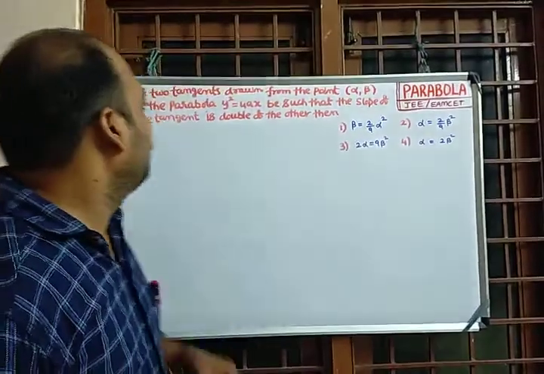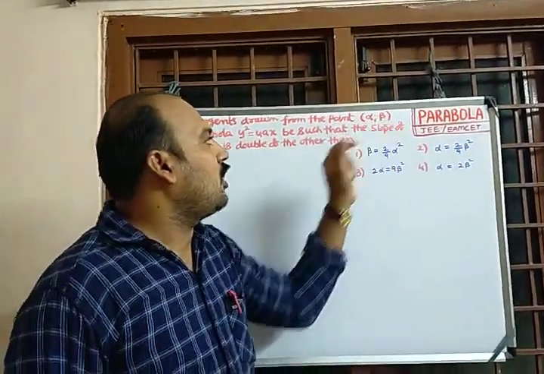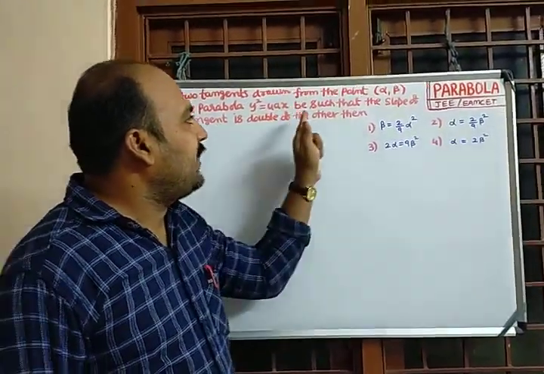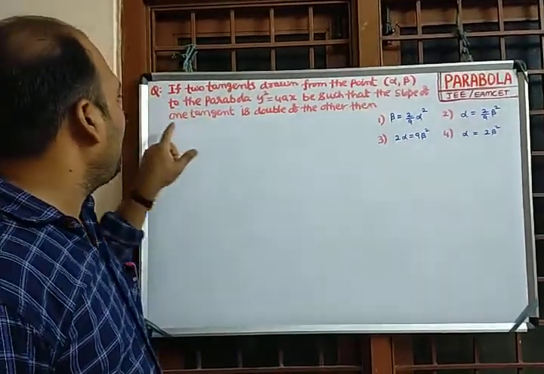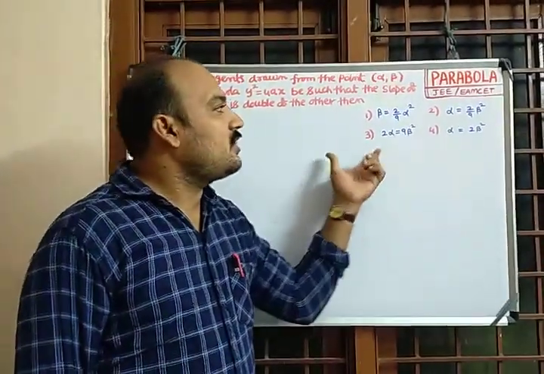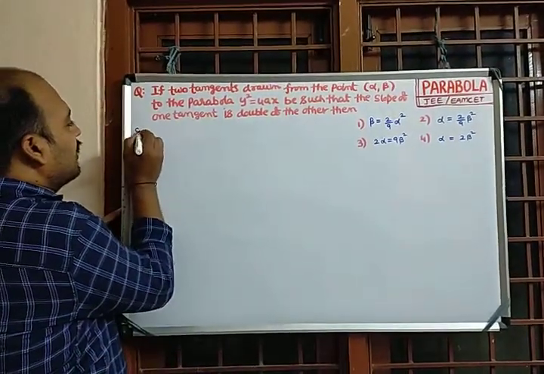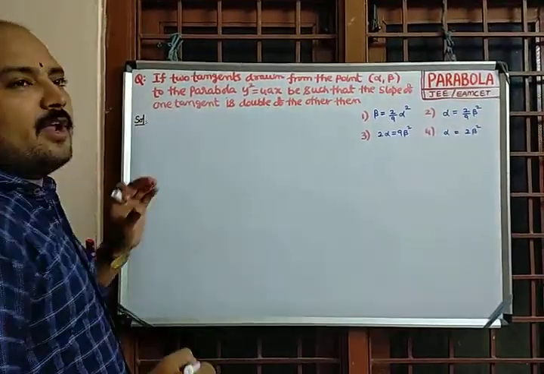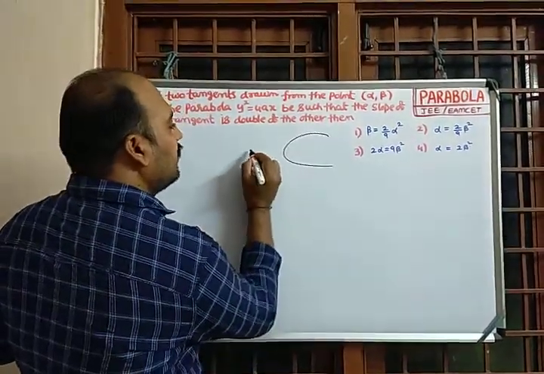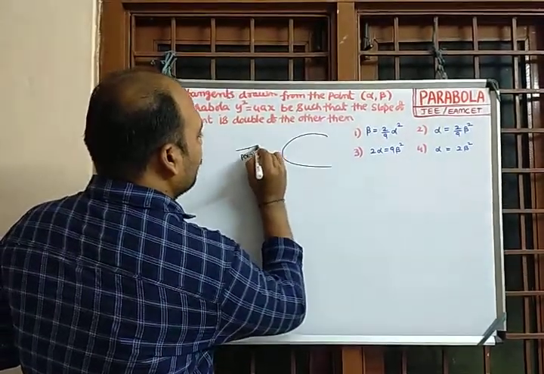Next question. If two tangents drawn from the point alpha, beta to the parabola y square equal to 4x be such that the slope of one tangent is double of the other, then options are given. What is the tangent equation from an external point to the parabola? This is the parabola. Here I am assuming one external point x, y.